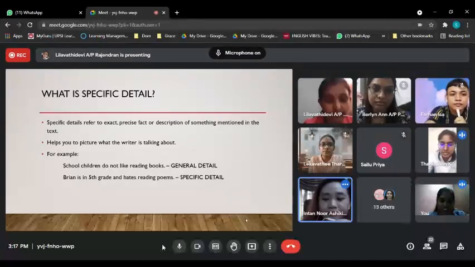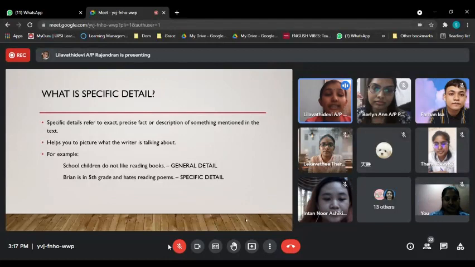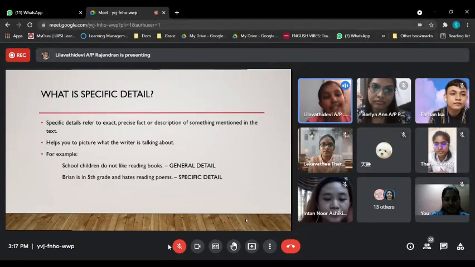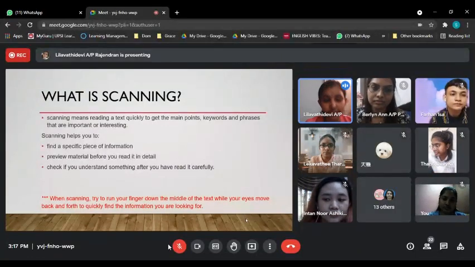Okay, which means we will move on to our next topic. What is scanning? Scanning means reading a text quickly to get the main points, keywords, and phrases that are important or interesting. I hope you all remember from last week's class about skimming. Scanning is basically a detailed version of skimming.